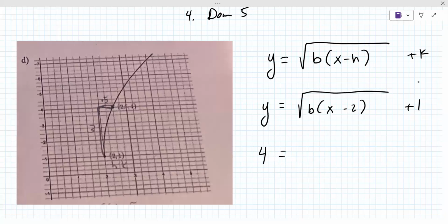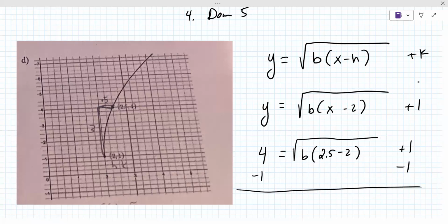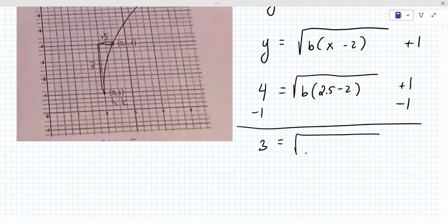So 4 equals square root b times 2.5 minus 2 plus 1. 4 equals square root b times 2.5 minus 2 plus 1, minus 1. So this is 3 equals square root b times 0.5.